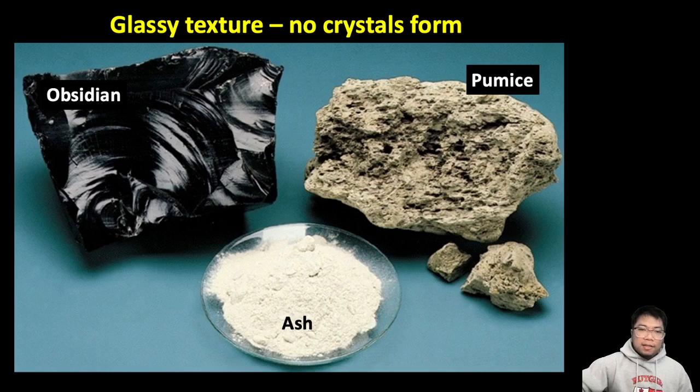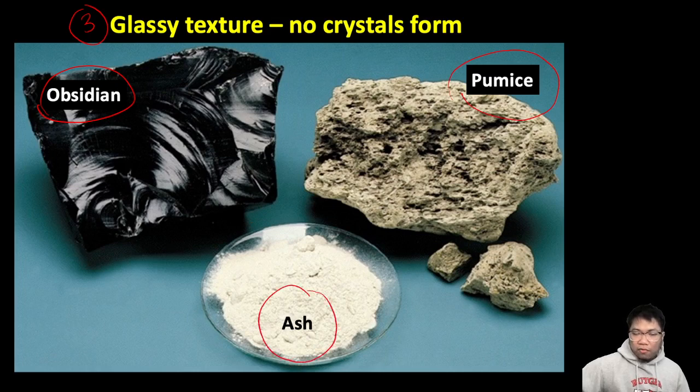And the third texture that I would like to introduce is glassy texture. These textures happen or form when there are no crystals formed. Here we have obsidian as the first example. We also have pumice or ash or volcanic ash. So these are examples of rocks with glassy textures where we don't have any crystals that form within these rocks.